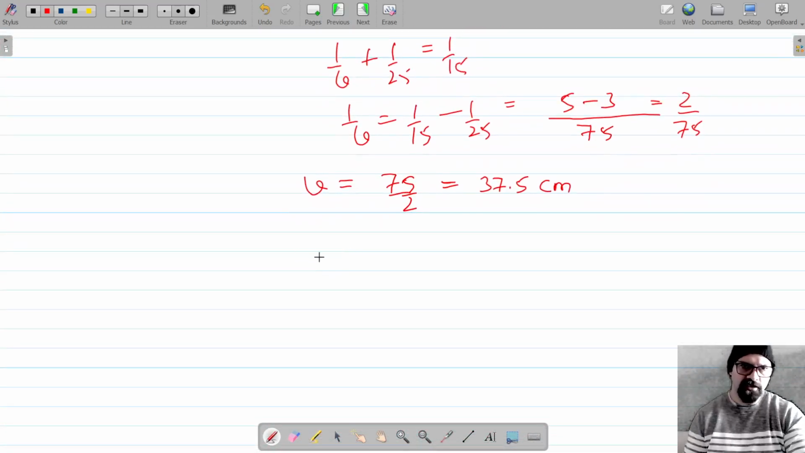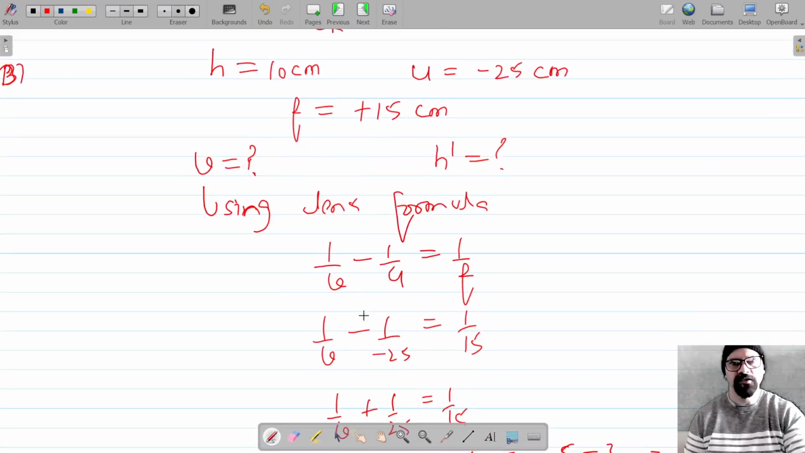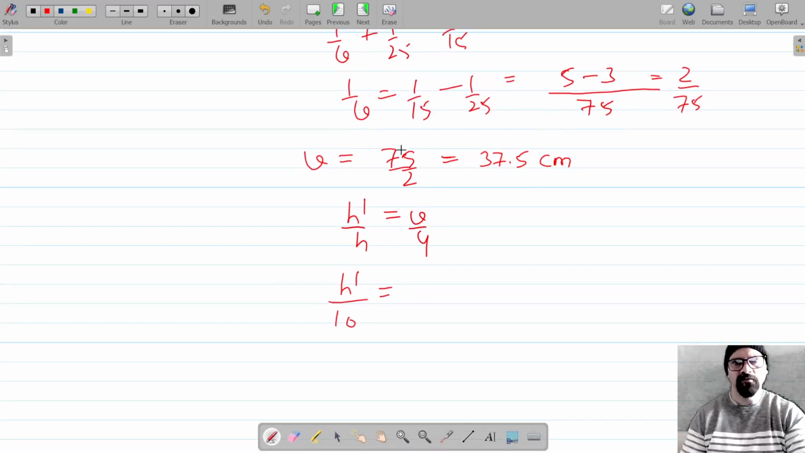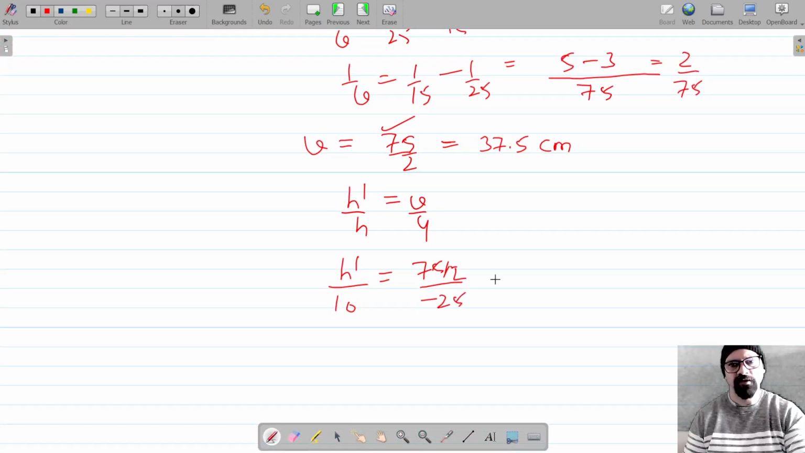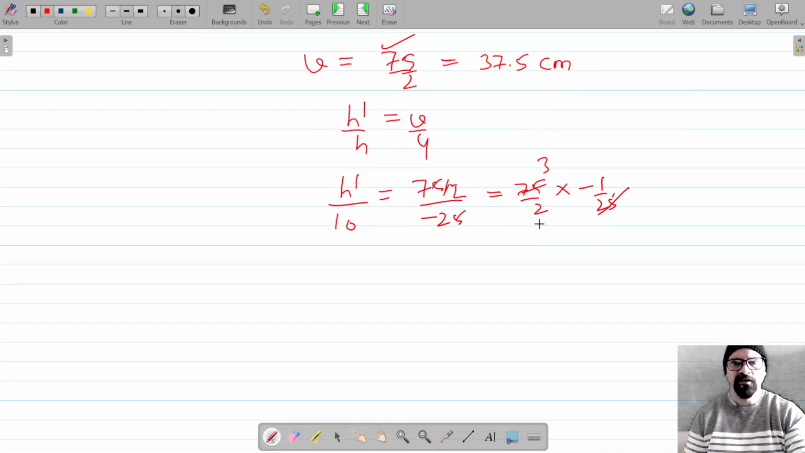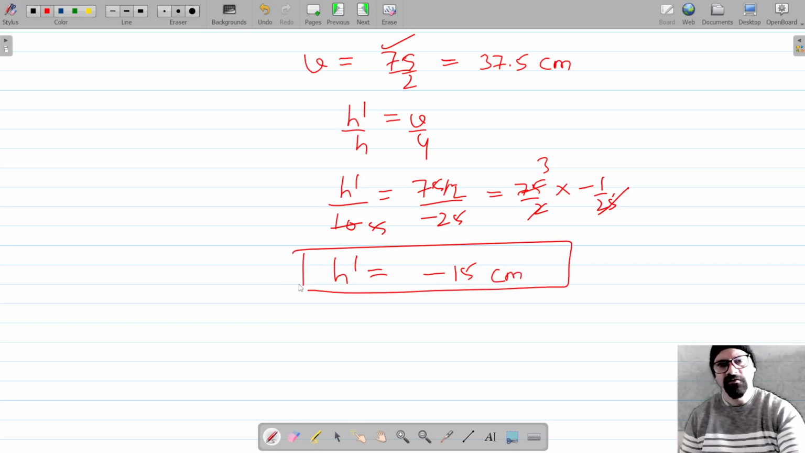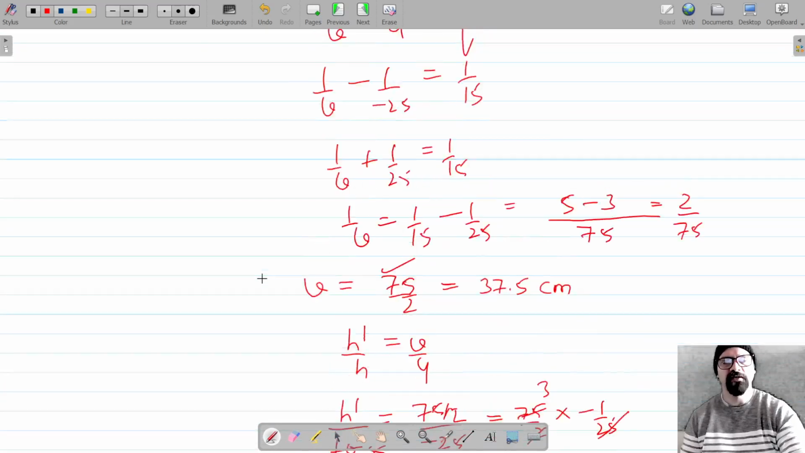Now we have to find the image height, and we know that the magnification is given by h dash upon h is equal to v by u. So we are going to consider only this combination. Now we have to find h dash. h is 10, v is 75 by 2, and u is negative 25. So this is equal to 75 by 2, times negative 1 by 25. 25 3s are 75, and 2 5s are 10. So h dash is equal to negative 15 centimeter. And negative means that the image is inverted and it's 15 centimeter in size. So this is h dash.